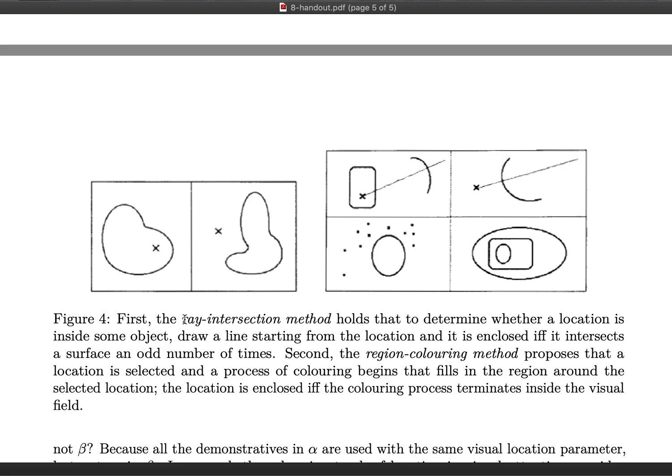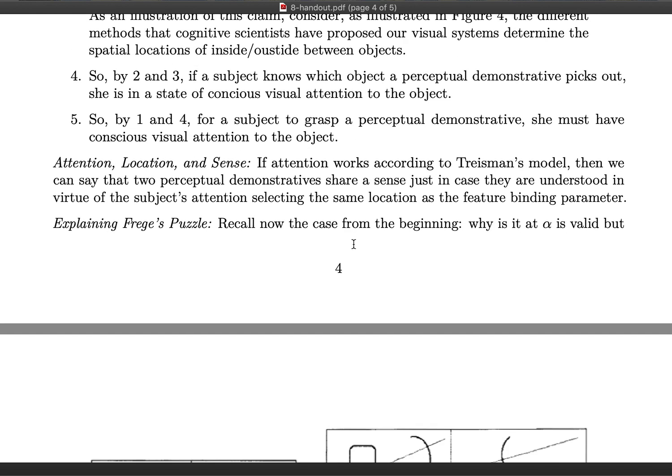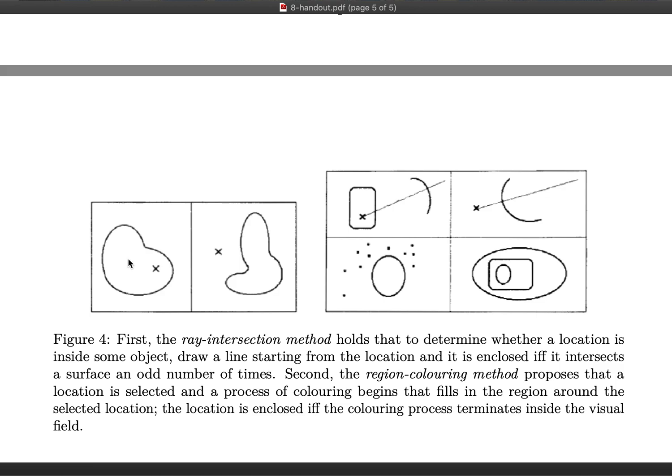But the reason I'm going through these different methods is that in each of these methods, the first part of the method is that you select a location. And the location is a starting point for the things you do to determine whether the location is enclosed or not, okay? And so this is an illustration of the idea that it's your attention to a location that causes and justifies the way that you think about things, okay?